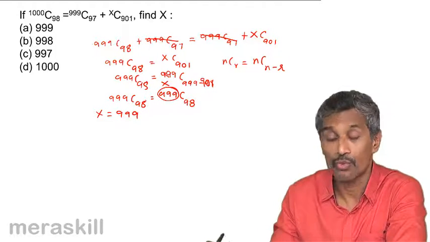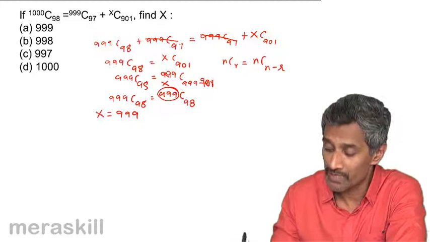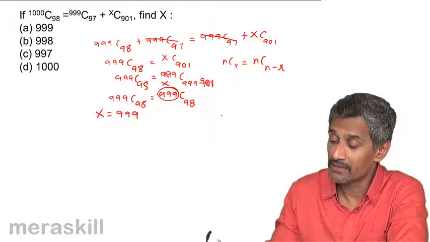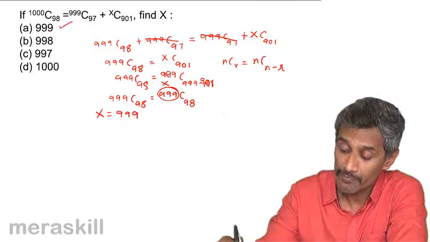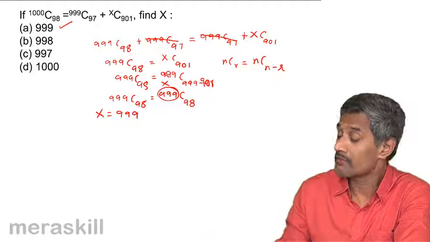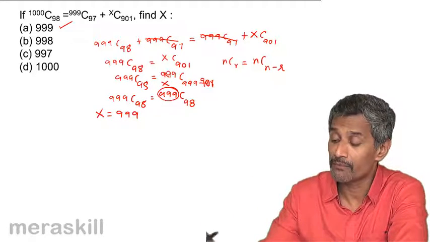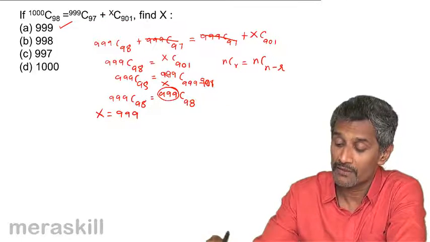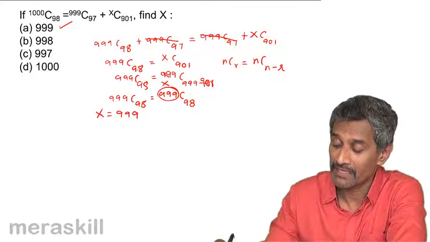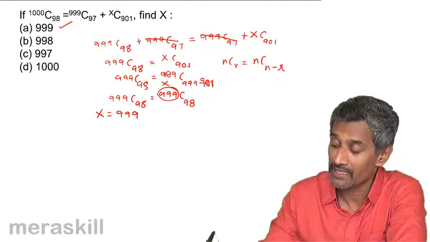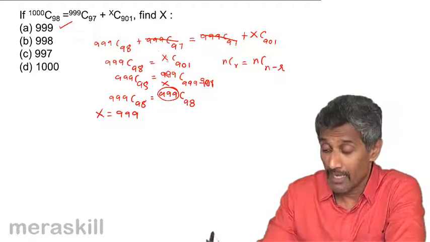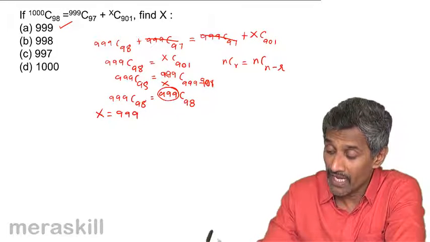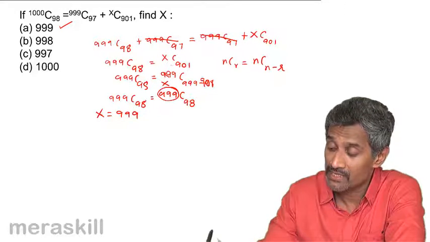That means this X has to be 999, so that these two are equal. So thus we get X as 999. Thus we can solve it this way. So it's based on the same principle that this becomes 901. Ultimately, you are left with 999C98 is XC901. And this is possible if 98 can be written as X minus 901.